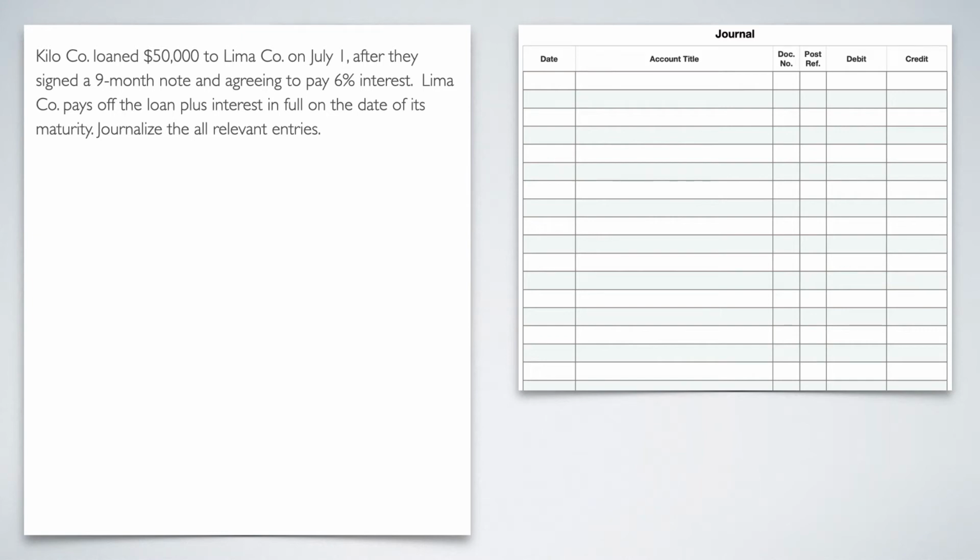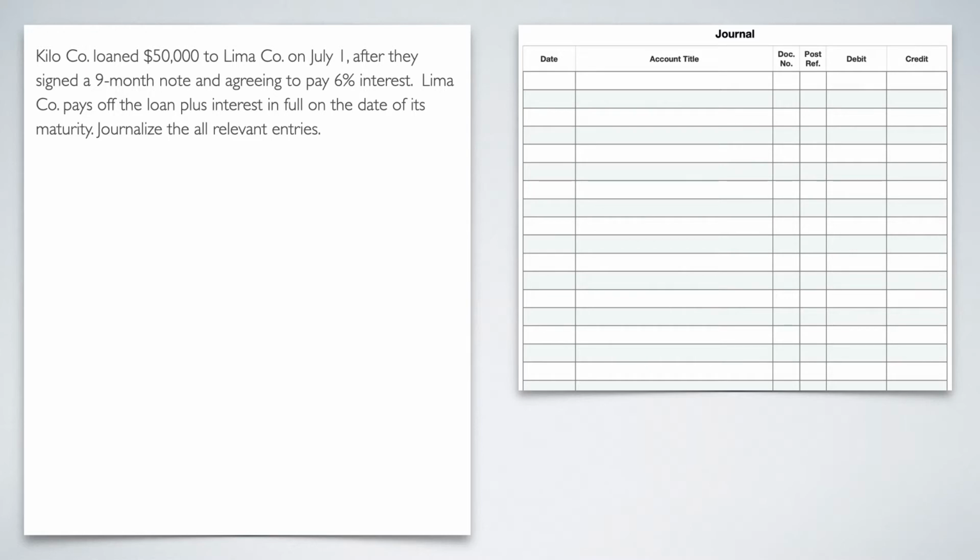All right, here we are with our notes receivables example. In this one, it says Kilo Company loaned $50,000 to Lima Company on July 1st after they signed a 9-month note and agreed to pay 6% interest. Lima Company pays off the loan plus the interest in full on the date of its maturity. Journalize all the relevant entries.